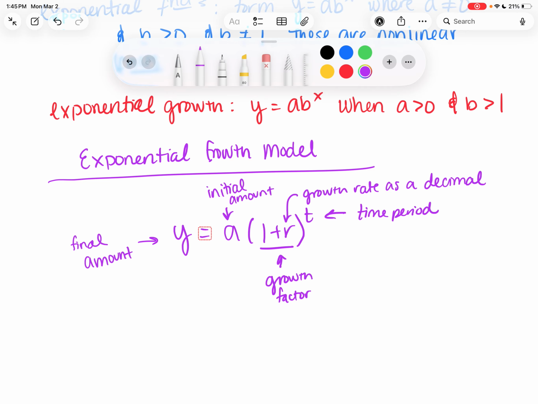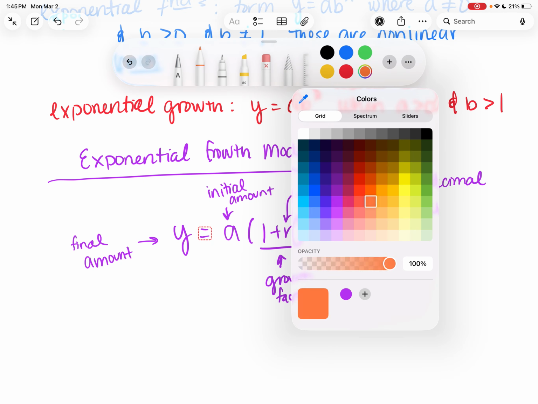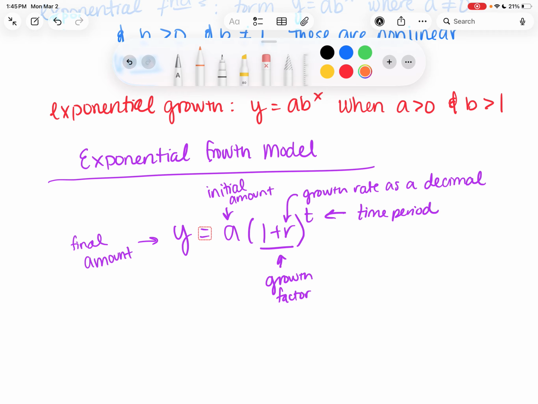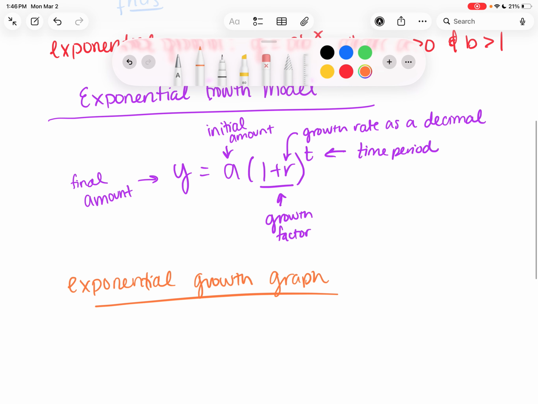Good one, Dylan. All right, exponential growth graph. The domain of it is all real numbers, or we would say from negative infinity to positive infinity. And the range is from 0 to infinity. It's a two-line R, which means all real numbers.